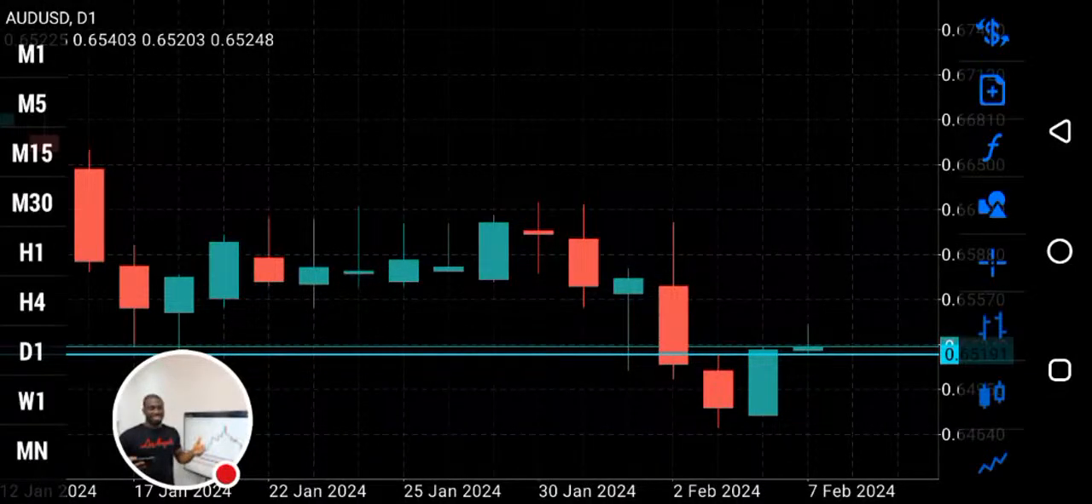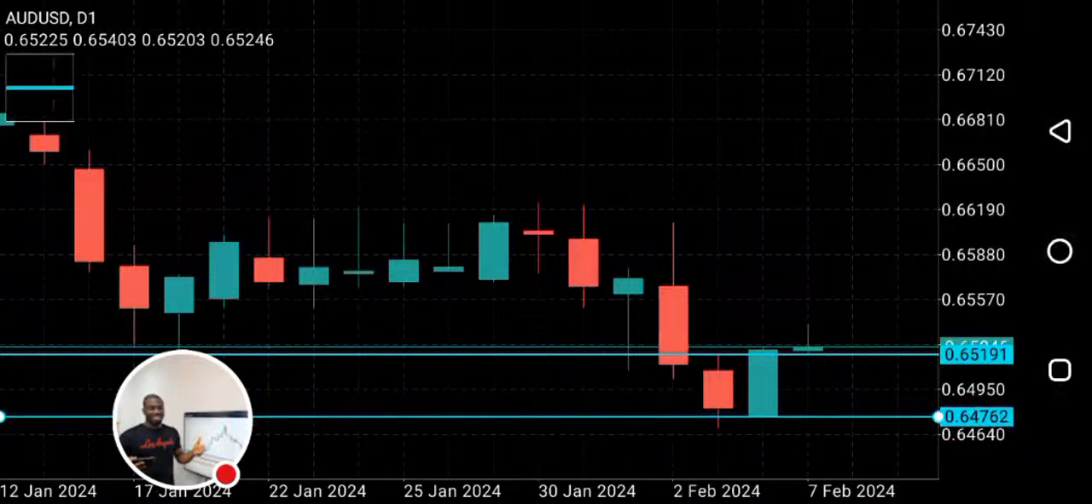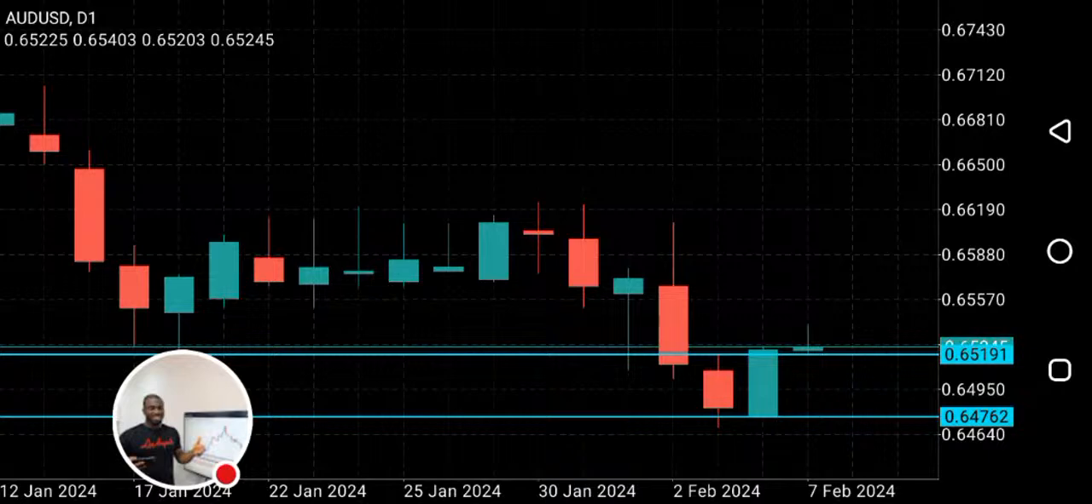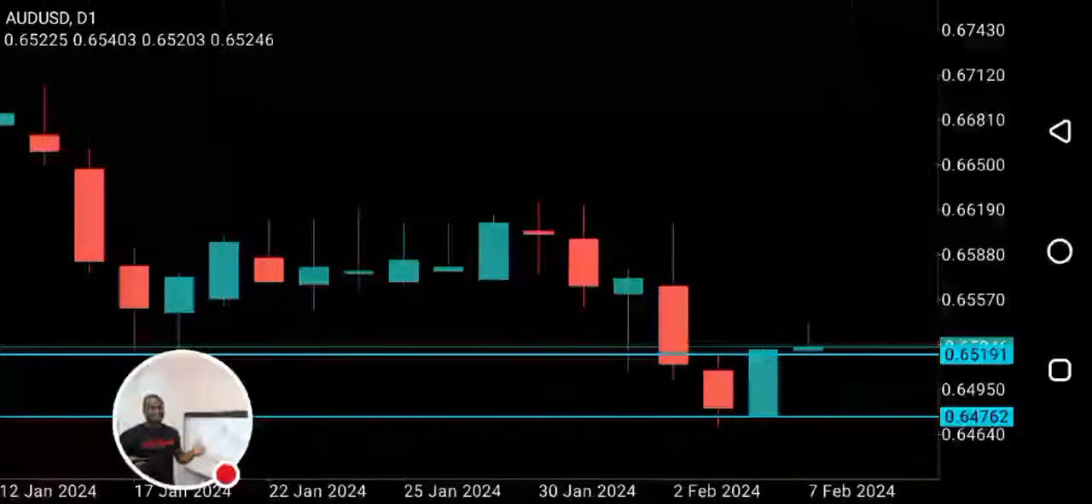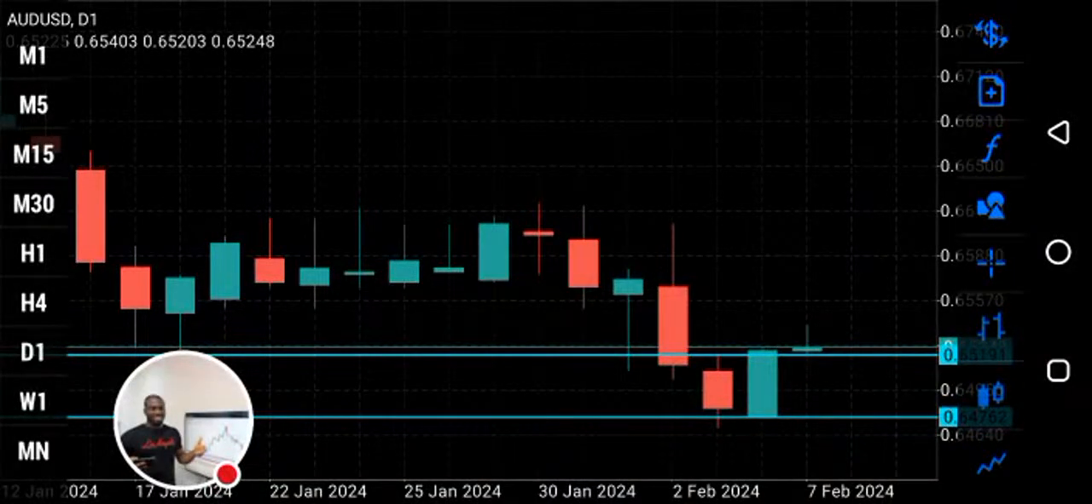After the close of yesterday's candle, a support was established. So at the moment, the bias or the trend or the direction on Australian dollar USD is bullish. What I'm looking out for is a buy setup. So let's go down to the 4-hour time frame.